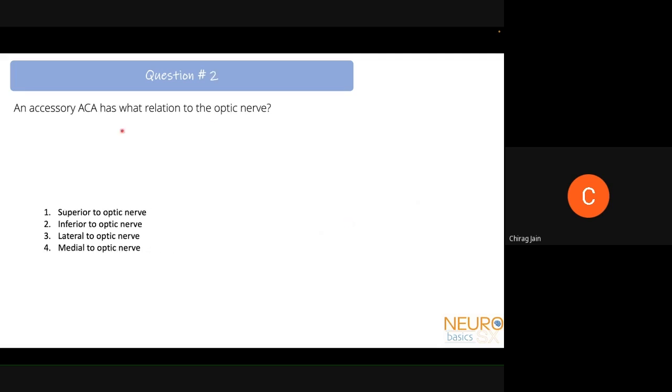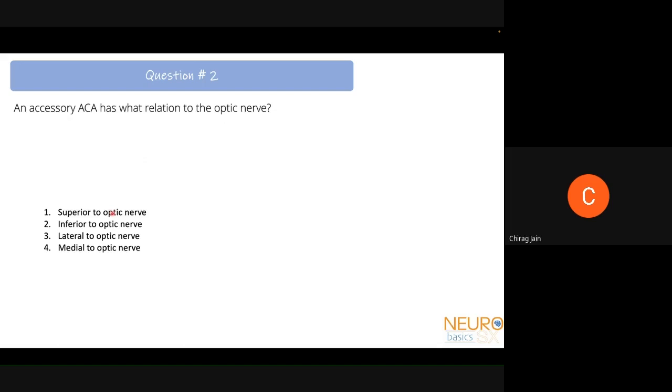Okay, so the next question: an accessory ACA has what relation to the optic nerve? Is it superior to the optic nerve, inferior to the optic nerve, lateral to the optic nerve, or medial to the optic nerve? Okay, this is a slightly difficult question.